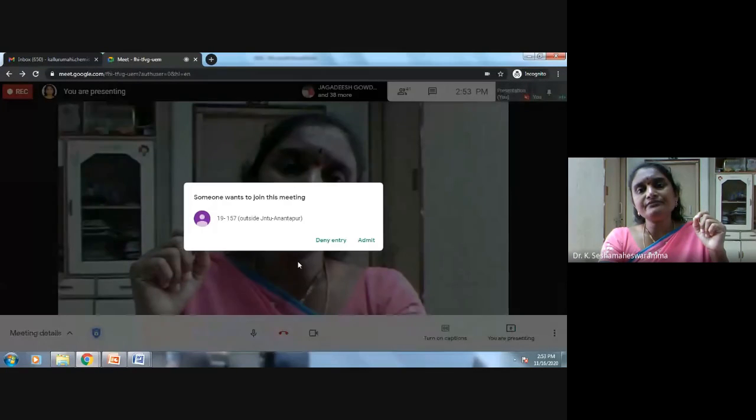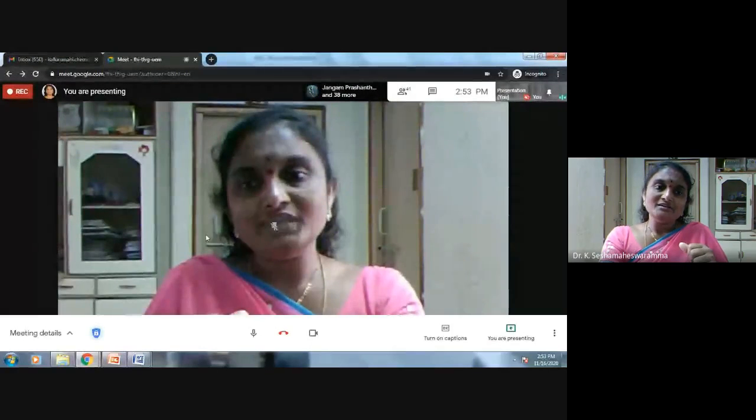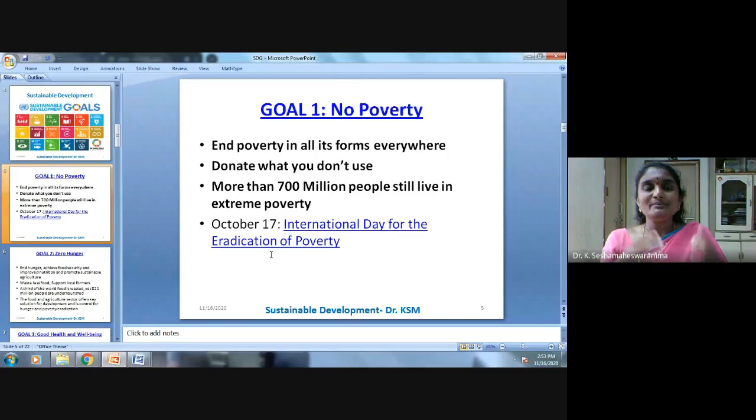But there are a lot of things going on, and something is happening. To reduce poverty, what you can do is donate what you don't use first. This is a very important thing under sustainable development. Everybody may not donate everything, but what you don't use, what you don't want, somebody may utilize. Whatever it may be, clothes, books, bags, whatever you don't want, you can donate to somebody. You can choose the right people and donate it. With that also, some poverty can be reduced.